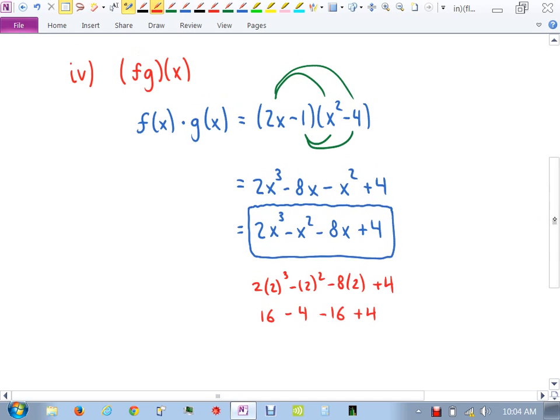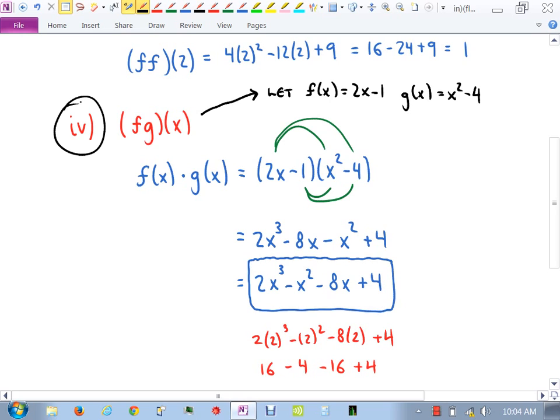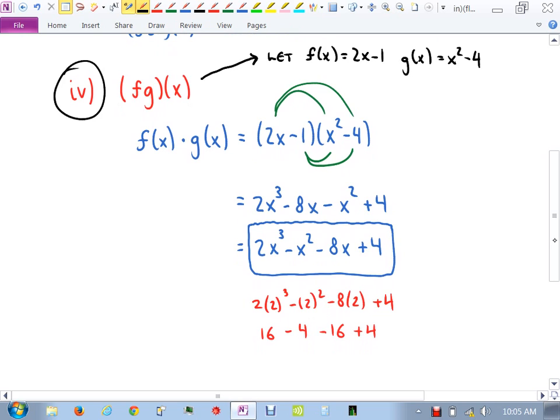So let me do this. To fix this, watch what I'm doing. Right here, let me just change that: f of x is 2x minus 1 and g of x is still the same. So I just changed it just for that part 4. Let's just say that the only thing changed is I used 2x minus 1 as my f. That way I don't have to go back and redo the whole thing.